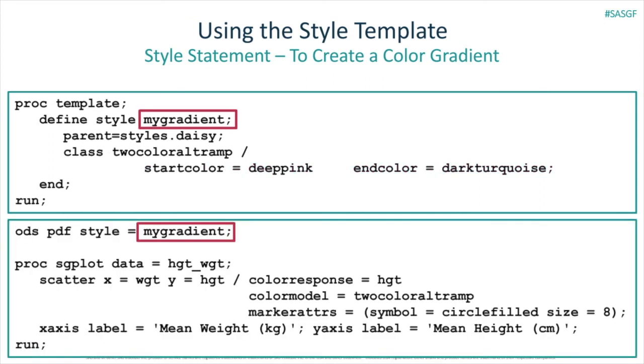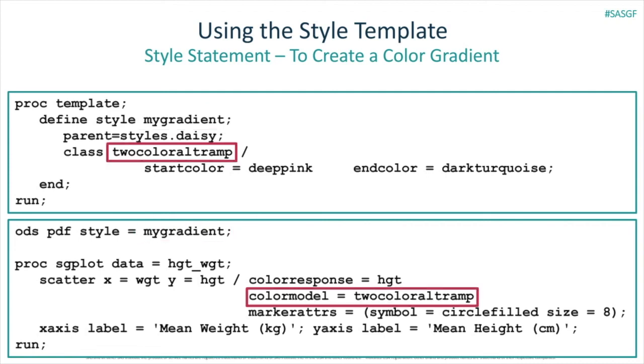In order to use the color ramp that you just defined, you need to actually specify that on your ODS style statement. And so you'll see that we have this color ramp that we defined in our style called myGradient. I now have to reference the myGradient on the ODS PDF style equal. And this is now going to associate that style with that particular output that I'm going to be producing. I can then now reference the color model, which was the color ramp alt ramp, which is basically saying I want to now do my fill areas. My lines, my markers.